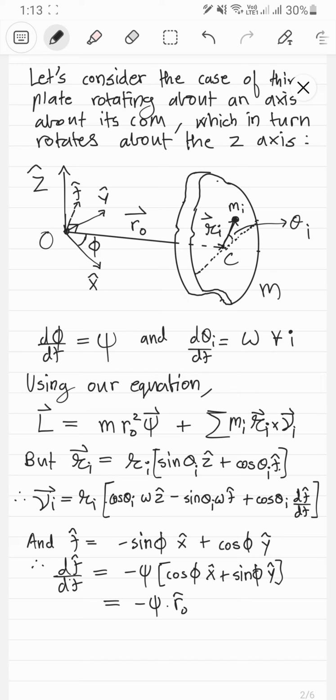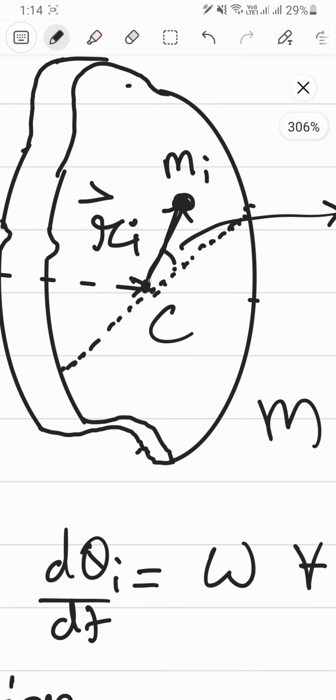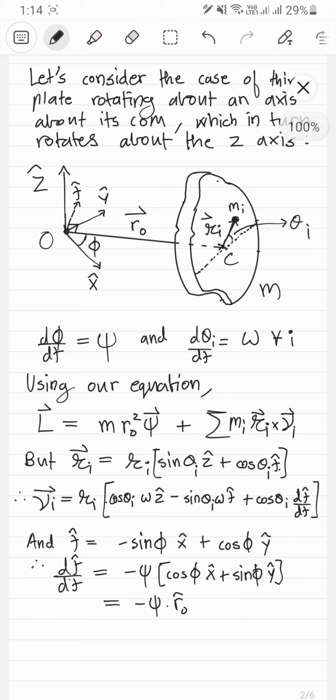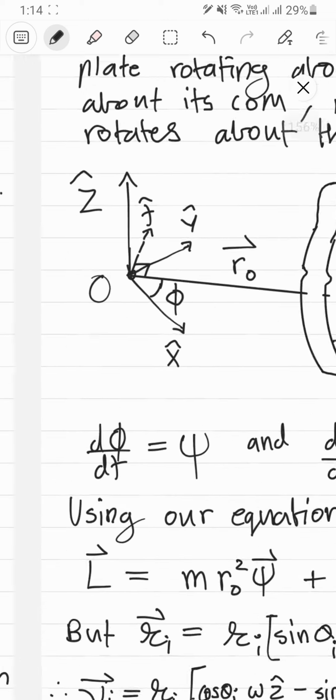That's a little difficult to calculate right away. So for that, first of all, we'll consider what r_i actually is. We will split this into its coordinates. So this can be written as r_i, the magnitude of this r_i vector, which is also constant because it's a rigid body, times sine theta_i z hat plus cosine theta_i t hat. Here I have just split this using this triangle, so you can see the triangle. t hat is just a tangential vector which is shown over here.